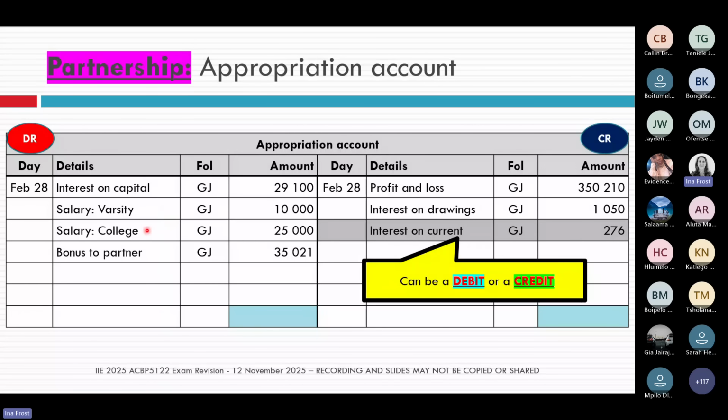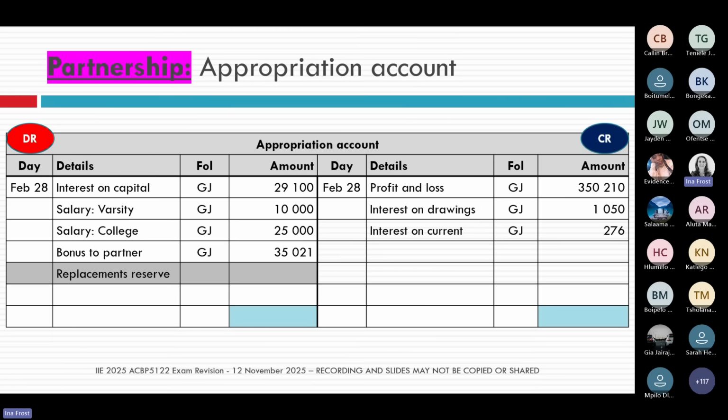So please don't forget to add in that extra detail so that we know it is the salary account for Varsity or the salary account for College. Please don't just write capital or drawings or current without telling us for which partner it is.